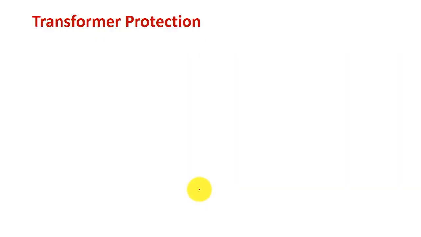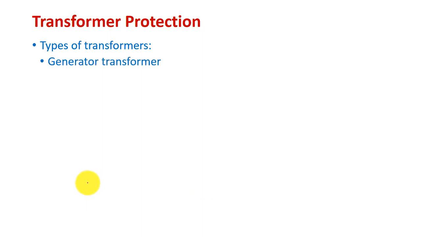Now we'll talk about transformer protection, where the differential relay plays a very important role. The differential relay plays a very important role in the case of the transformer and also in bus bar protection. Before moving ahead, let us see the different types of transformers. We have already studied these things in your earlier courses. One type of transformer is called the generator transformer, which is used in generating substations. What is the function of this?